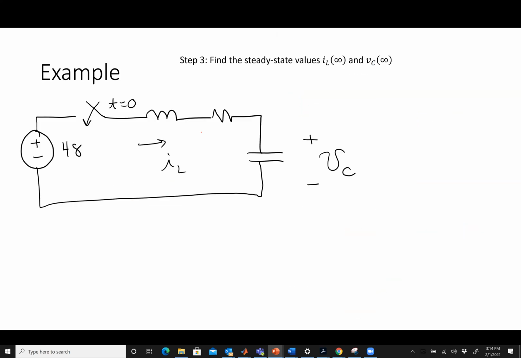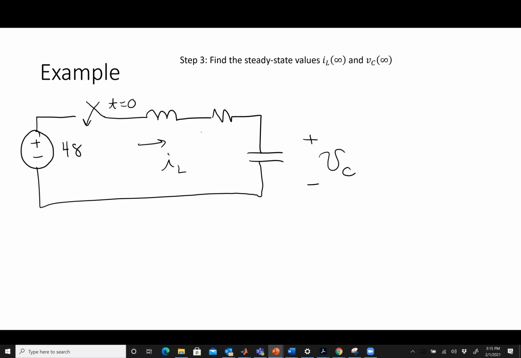Now I jump to step 3, which is to find the steady state values IL of infinity and VC of infinity. Technically, I don't need VC of infinity because I'm not solving for that, but for good practice I'm going to look for it anyway. This is a pretty easy step in this case.